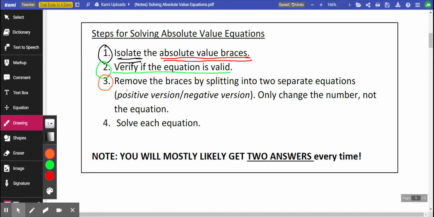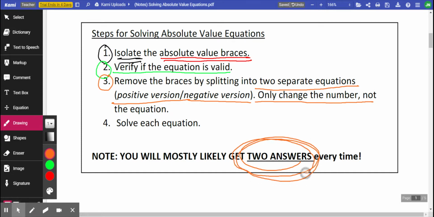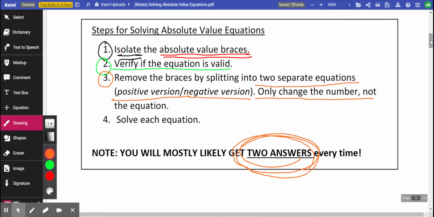Step 3, remove the braces by splitting into 2 separate equations, positive version and negative version, but you're only changing the number. We're not changing the equation, right? And then we'll do some examples in a bit. And then we just solve each equation. Most likely you will get 2 answers. Every time you're solving absolute value equations, you're probably going to get 2 answers, with one minor exception, and you'll figure out that exception yourself once you do some problems.